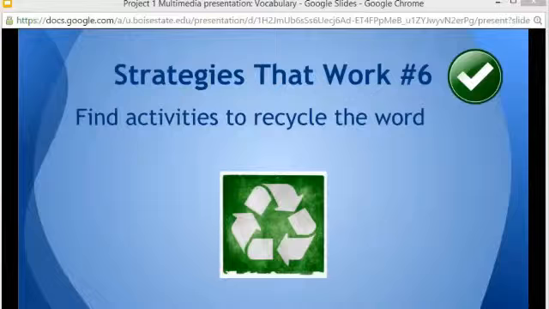Strategy number 6. The final strategy supports the idea that students need repetition in order to learn new vocabulary. This can be done by using and connecting the different strategies and activities that emphasize a set of words and spread out these activities over the class period or several days.